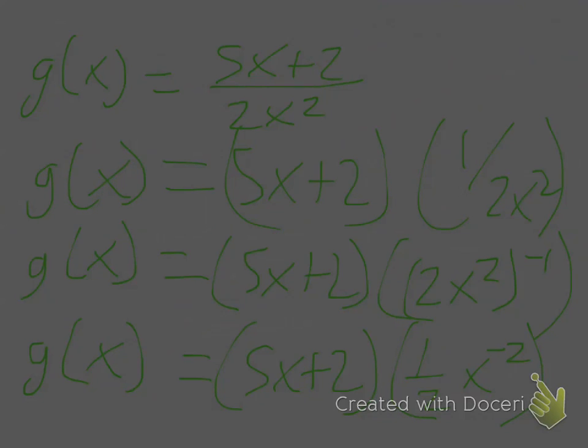Now I think we can actually differentiate (5x + 2) times a half x to the negative 2. There you go. Now we can actually differentiate. And if I were differentiating this, I would use the product rule, of course, u prime v plus u v prime.